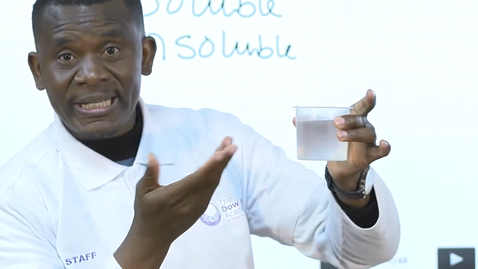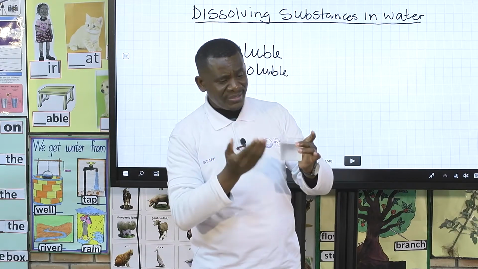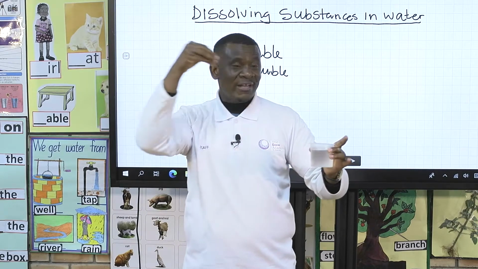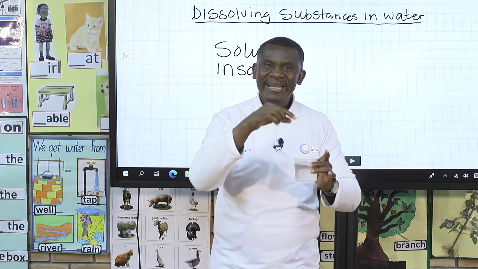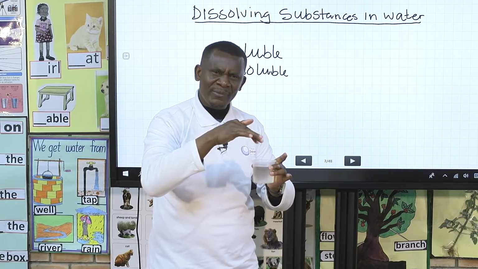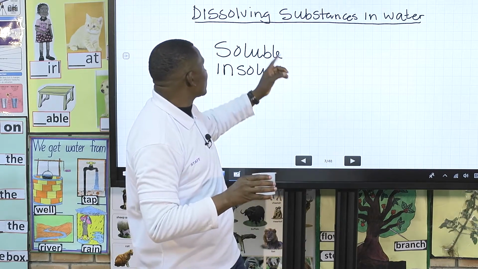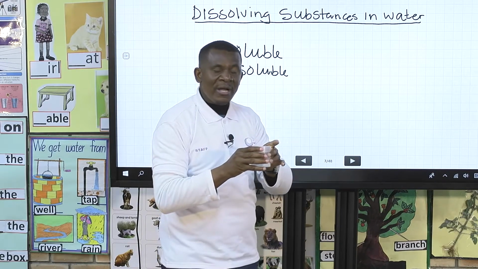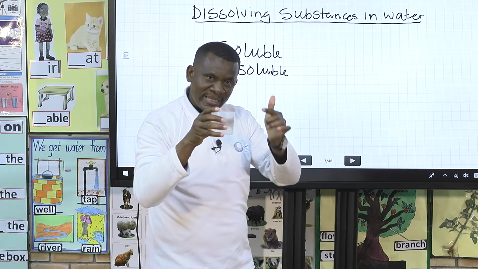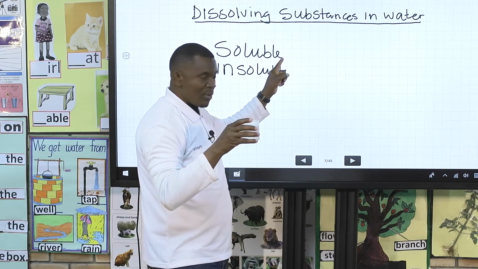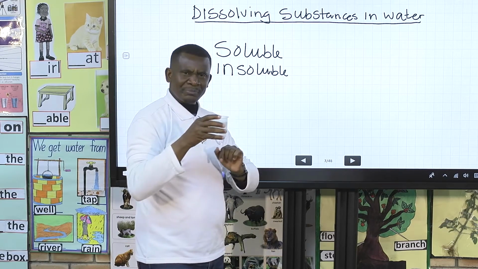Then we have sugar. I can't see any sugar in here. So where has it gone? Do you think sugar has moved out of this container? No, sugar is still there. But what has happened to this sugar? This sugar has dissolved. So, sugar in this case is soluble.